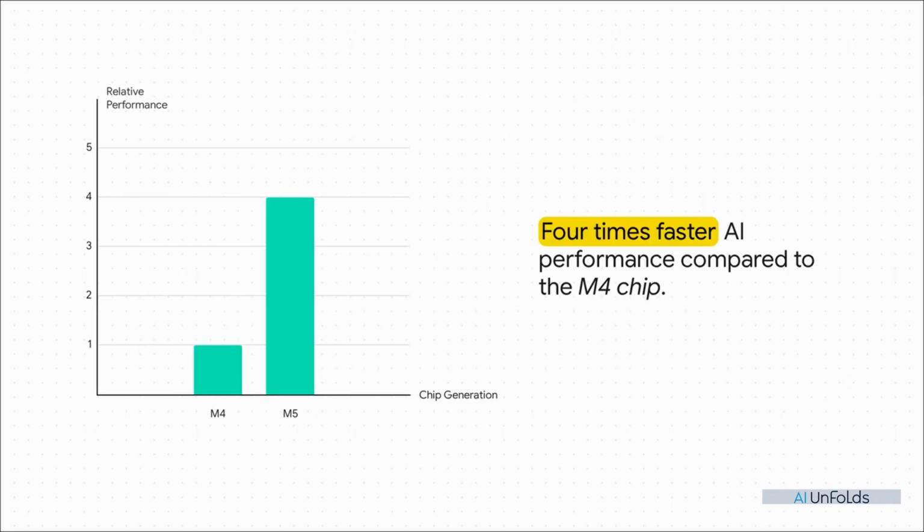Let's just focus on that AI number for a second, because that's the real headline here, a 4 times increase in AI compute performance. What does that mean for you? Well, it's what lets the M5 run things like advanced diffusion models for image generation, right there on your device, faster than you've ever seen before.